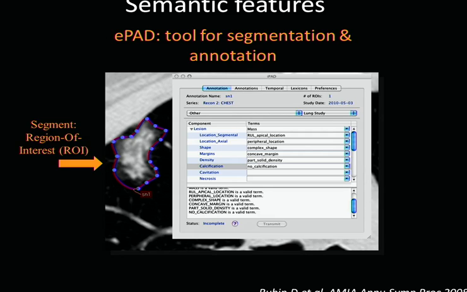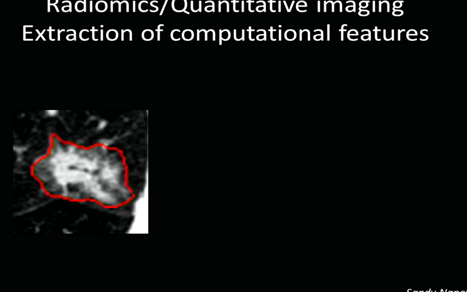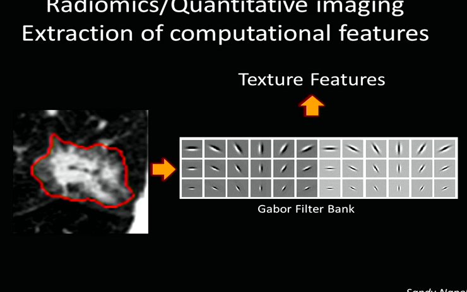And secondly, the tool also allows us to annotate lung cancers and to segment these lesions by determining regions of interest. Once we have these segmentations, we can define features, and we have three types of features that we extract from these lesions.